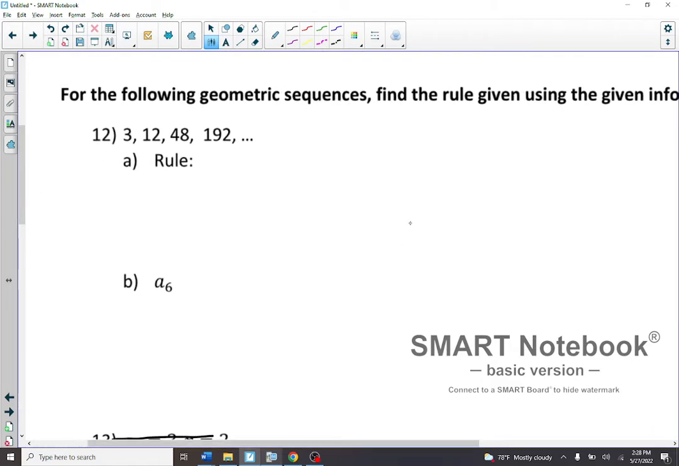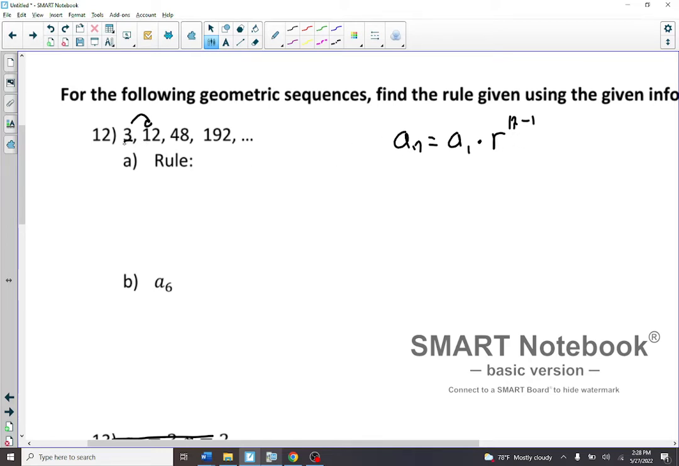All right, the rule for the geometric sequence. The rule for the geometric sequence is an equals a1 times r to the n minus 1, where r is the pattern for the geometric sequence. So with that in mind, let's figure out the rule.